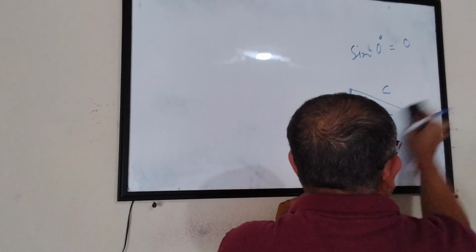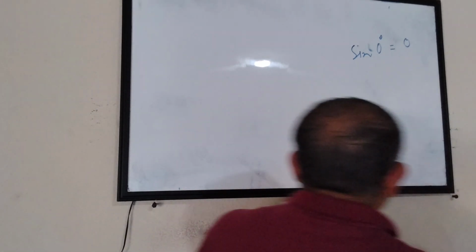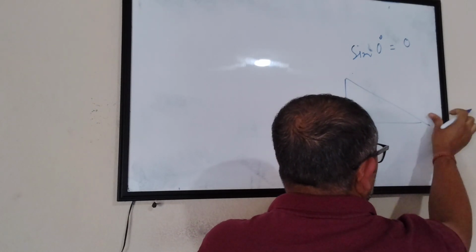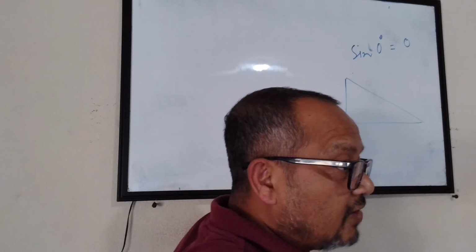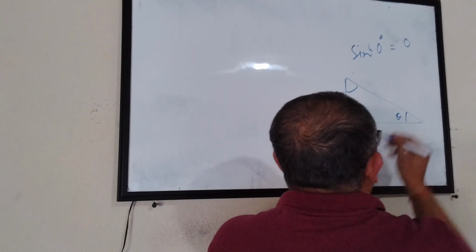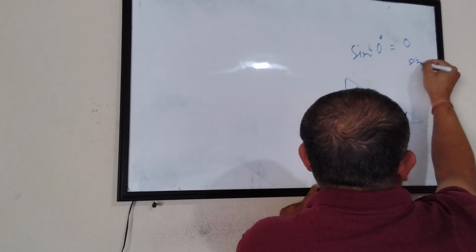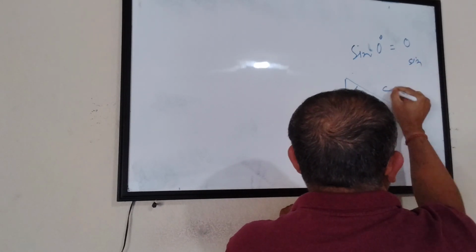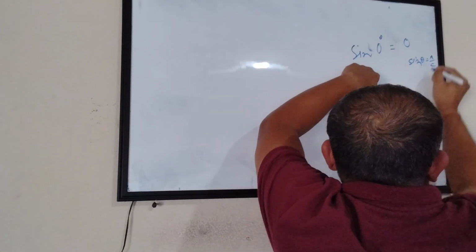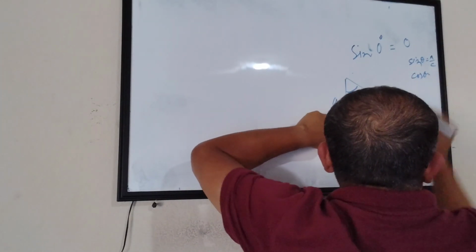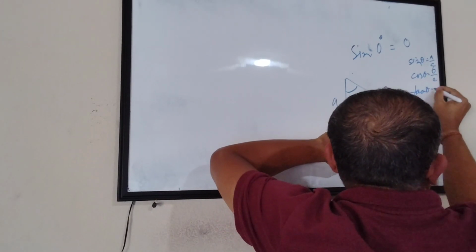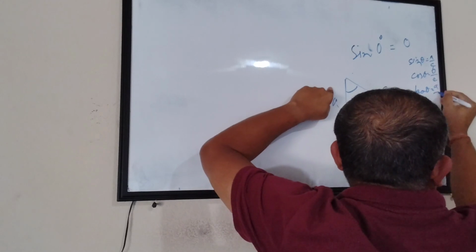Similarly, another thing to remember: I said sine of theta is equal to cos of the complementary angle. If this is theta, let's say this is A, this is B, this is C. Sin theta equals A by C. Cos theta equals B by C. And tan theta equals A by B.